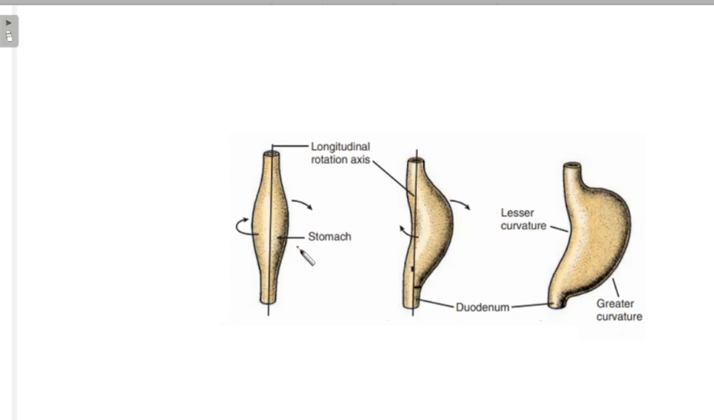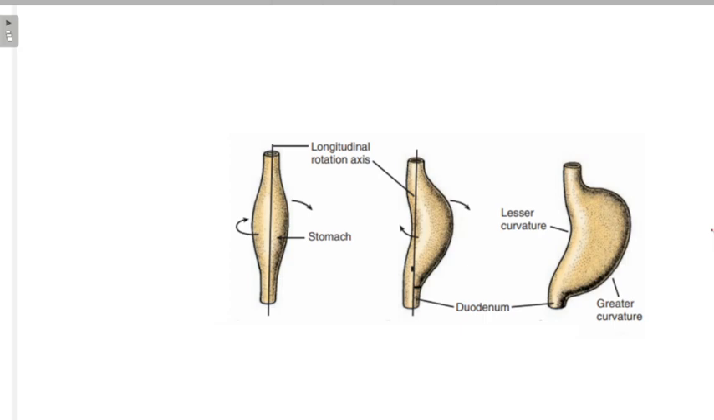During this rotation, the posterior wall of the stomach will form the greater and lesser curvature. So the lesser curvature and the greater curvature are formed by the posterior wall, and one more point is that the posterior wall grows faster than the anterior portion, right?